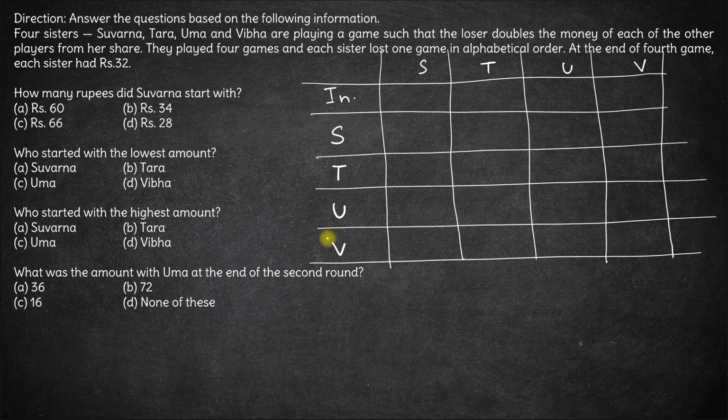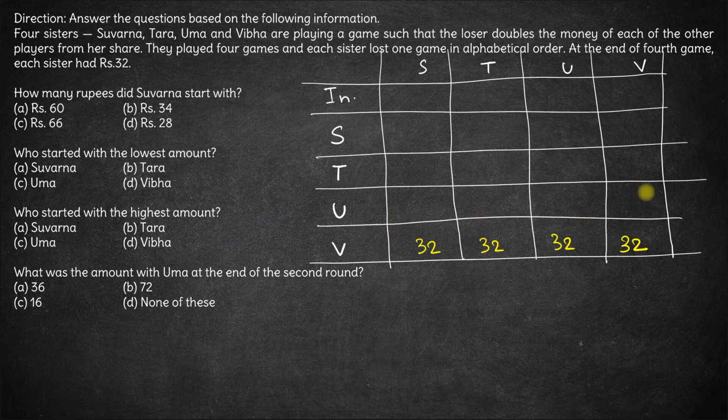Now it's given that after V loses, each of them had 32 rupees with them, right? Initially we don't know how much the amount is with them. So the best place to start solving this is from the last round. In the last round, V must have given some amount to all 3 of them such that the amount with each of them doubles. That's what's happening, right? The loser doubles the amount with each of the other players from her share.